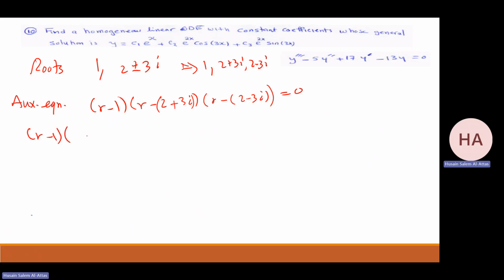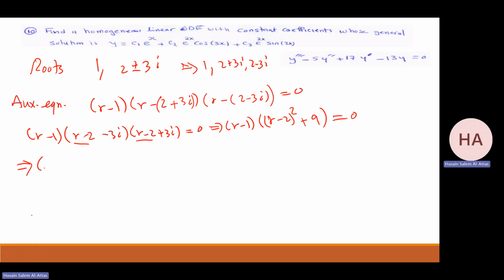So I have R minus 1. This I can write as R minus 2 minus 3i, R minus 2 plus 3i. This is the same as x minus y times x plus y. So I have R minus 1 times R minus 2 squared plus 9. As I said, you can use the formula or you can do it in detail, is equal to 0. So I have R minus 1 times R squared minus 4R plus 4 plus 9, which is 13, is equal to 0.